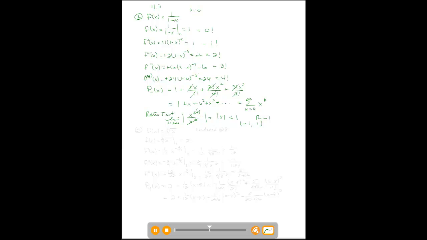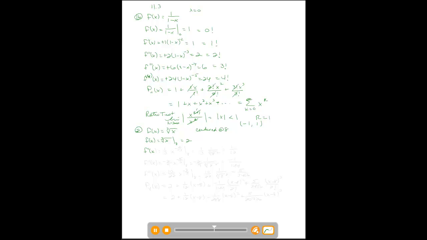Okay, example 2. A center other than 0. Find the first 4 non-zero terms of the Taylor series for f of x equals the cube root of x centered at 8. Okay, so I start out with the function. I plug in 8 and I get 2.